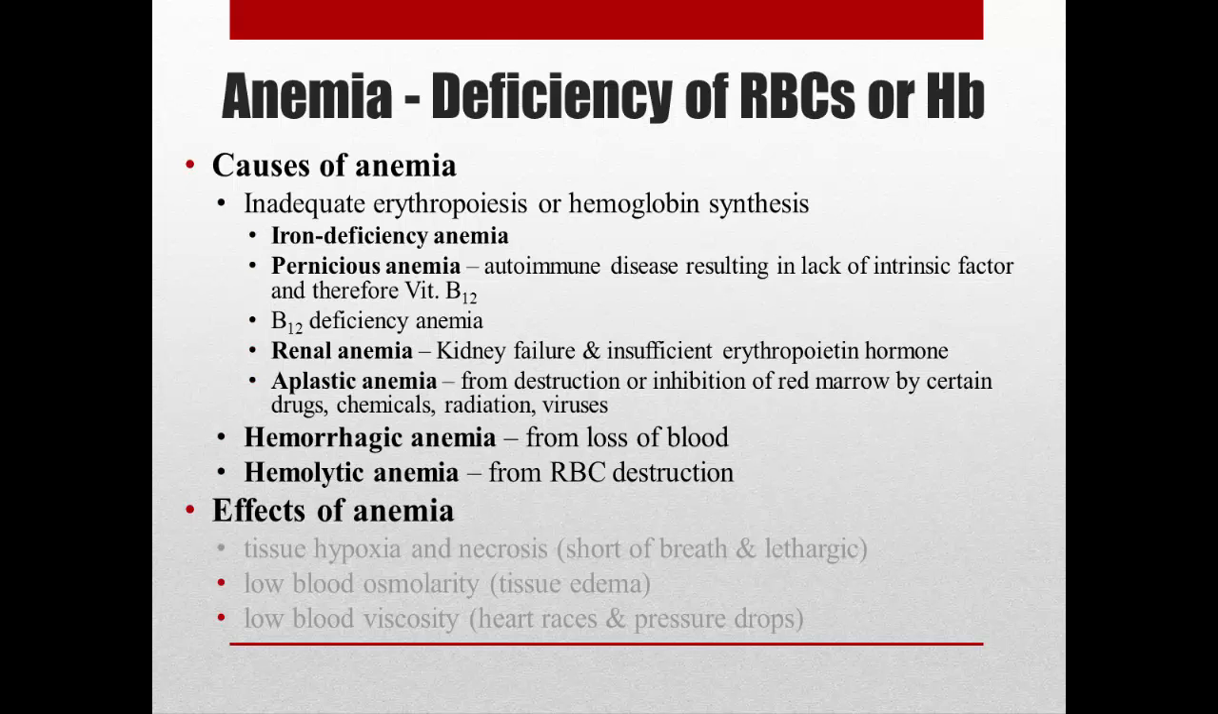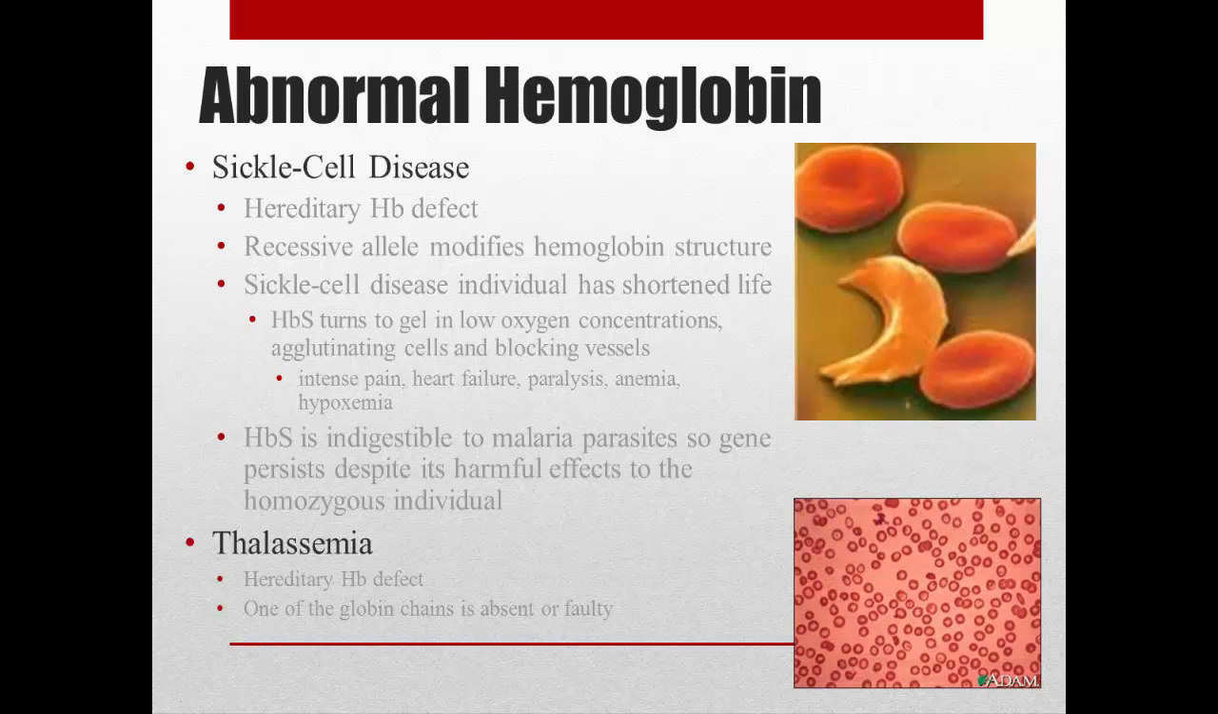Effects of anemia, we see tissue hypoxia. This basically means the tissues aren't getting oxygen. That could, but not always, lead to necrosis, which is tissue death from lack of oxygen. The patient's going to have shortness of breath and be lethargic if their tissues are hypoxic, they can't function very well. Also, we see low blood osmolarity and low blood viscosity as well with anemia.